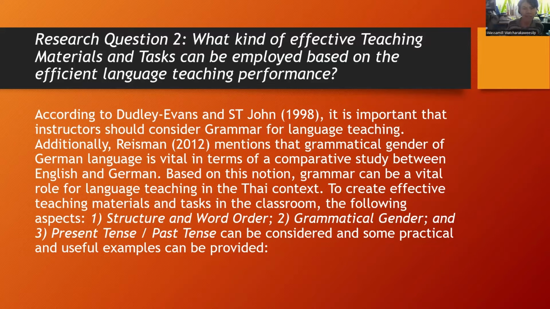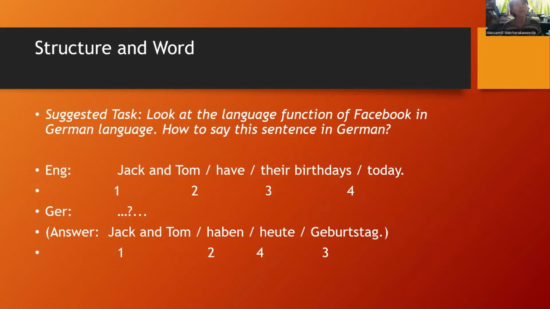for their comparative study. As you will see in the next slide, for example, this is about the structure and word order in a sentence. Above is the English sentence and below is the German sentence. You will see Jack and Tom have their birthday today, and we have the verb in the second position and the word today at the end of the sentence. But in German, students will learn that Jack and Tom haben heute Geburtstag. The word birthday is at the end, and the word today is in the third position of the sentence, and they can see the difference in terms of structure and word order.